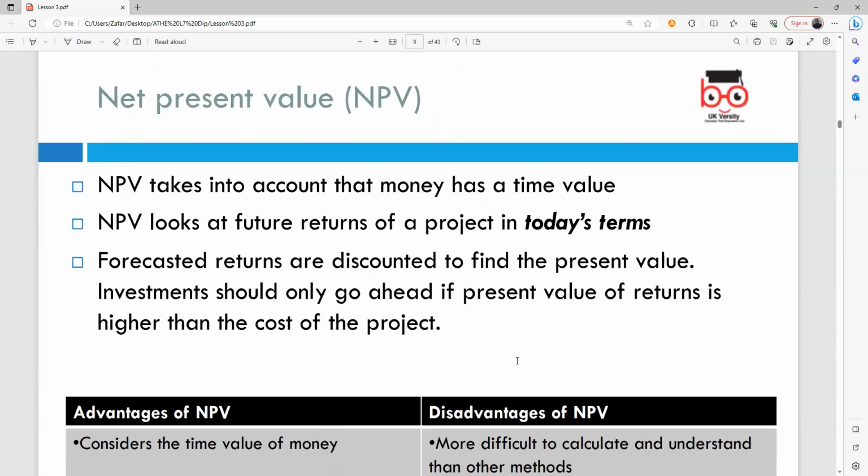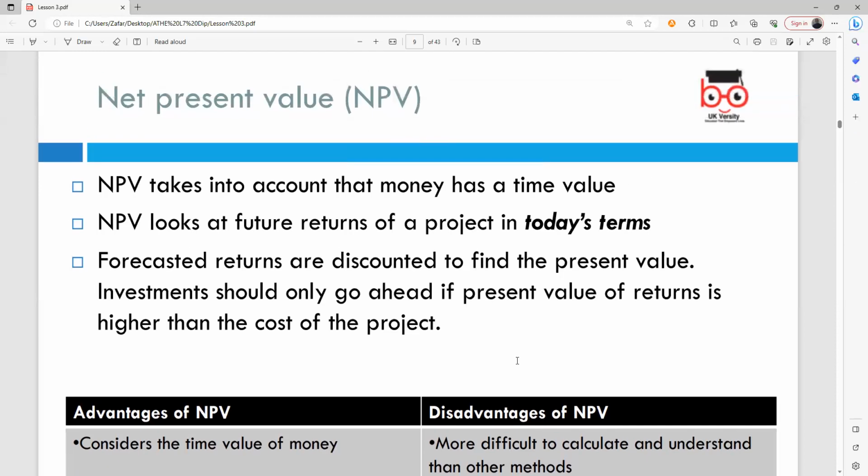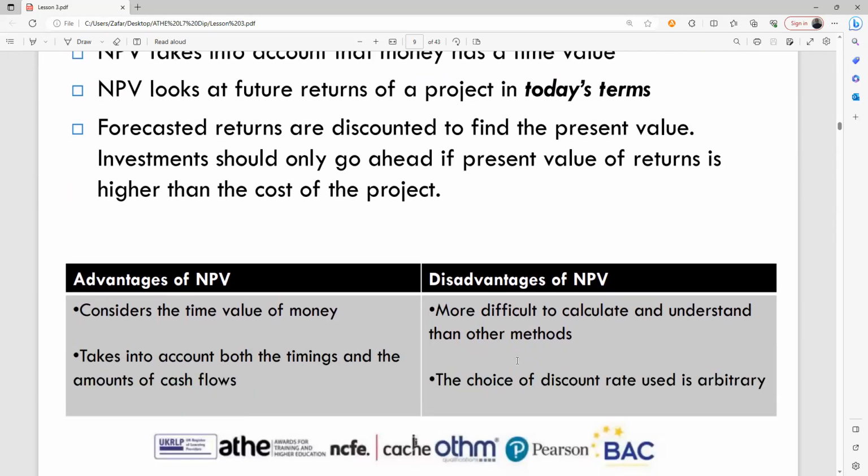How does it work? It works on the fact that net present value is discounted, and it considers the time value of money in the future. It takes the timing and the amount of cash into consideration when making a decision. That's the advantage of net present value.